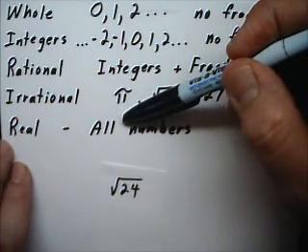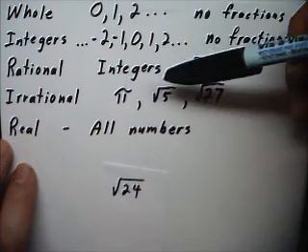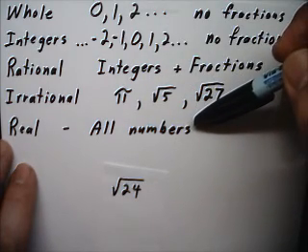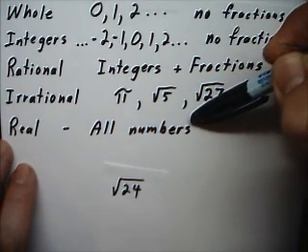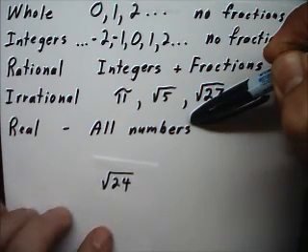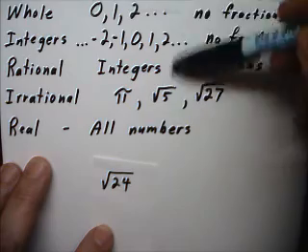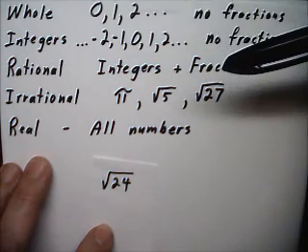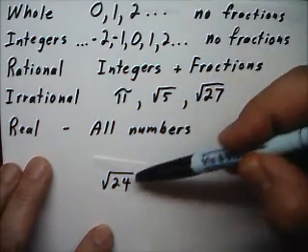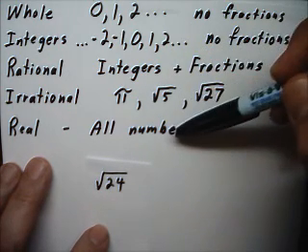Real numbers are just all the numbers that we study. In Algebra 2 we will learn some numbers that are not real. They're called imaginary, but we don't study those in Algebra 1. These are all our different types of numbers, and we're going to start out with the square root of 24.